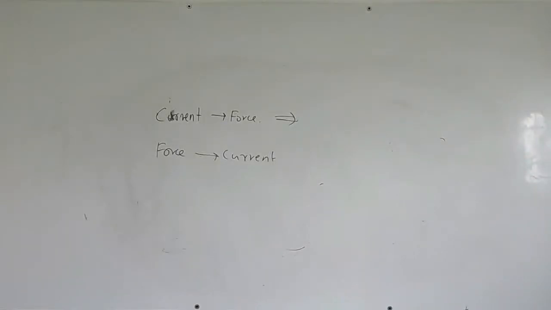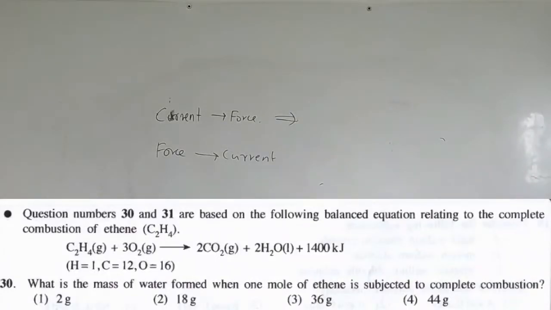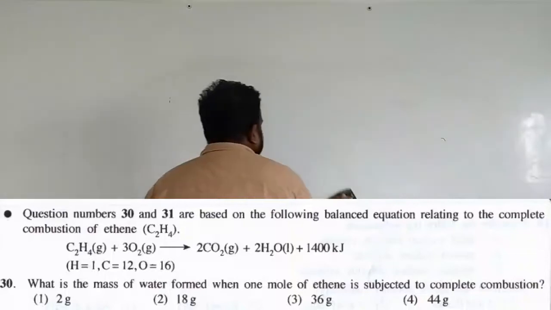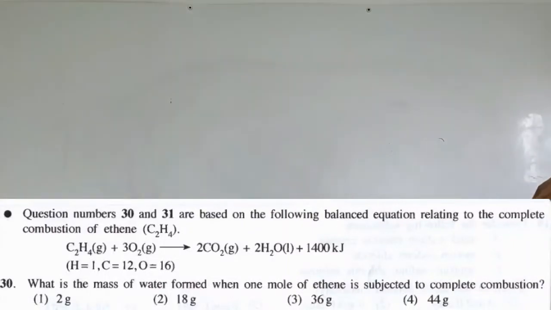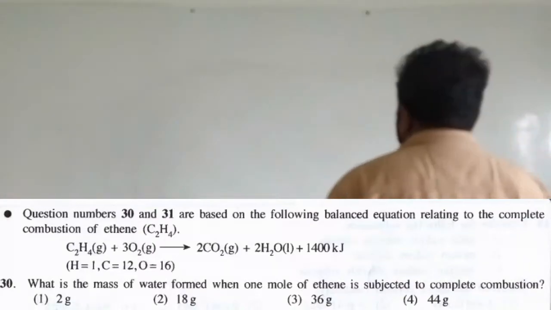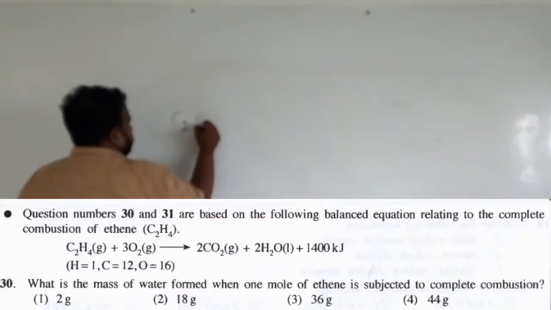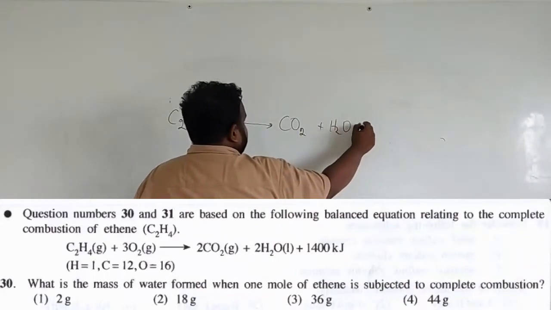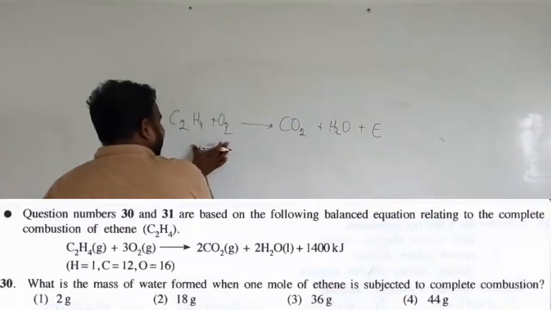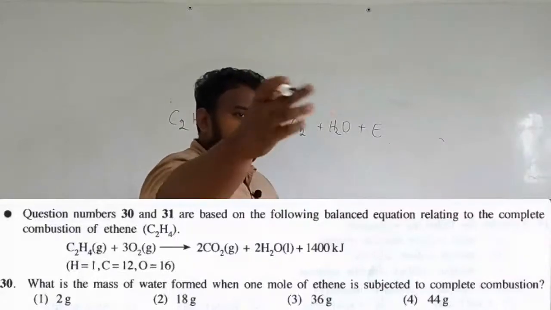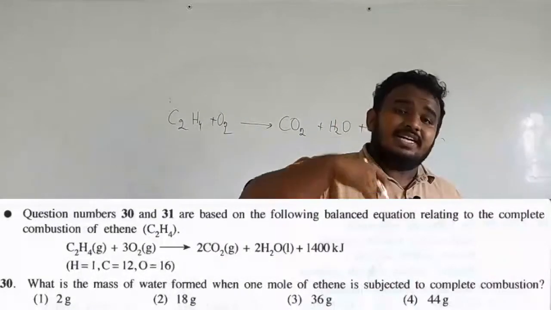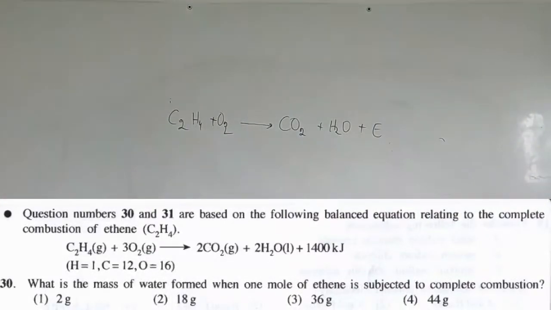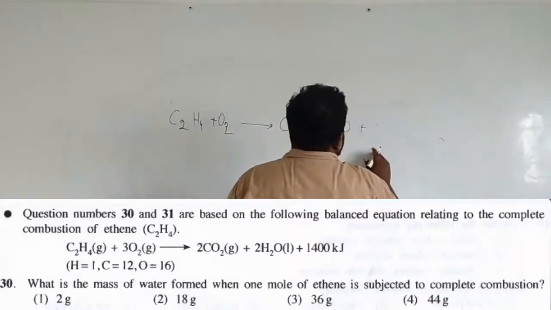Fine. 30th question, they have given you an equation, it's basically a combustion equation. I'll just mark there that C2H4 plus O2 gives CO2 and H2O with energy. That means while this reaction happens, the energy is releasing out. That means it is an exothermic reaction. The energy goes out. Please remember it. So if you balance it, they have given you this value as 1400 kilojoule.